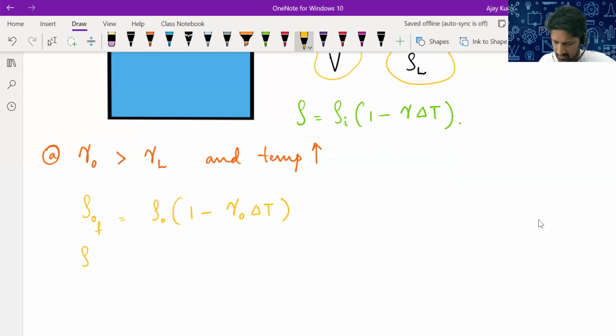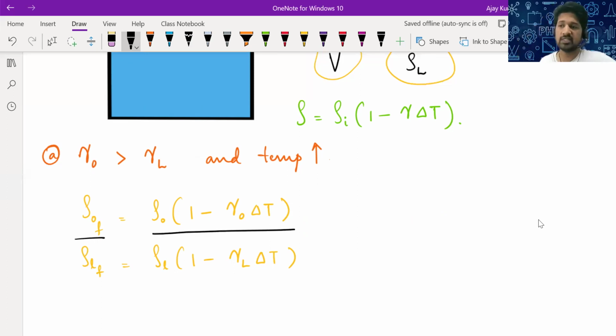Final density of liquid will be initial density of liquid into 1 minus gamma of liquid delta T. Now, the fraction of volume immersed depends on this ratio. So, divide these two: final density of object divided by final density of liquid. That initial ratio, whatever is there, is there. Now, this ratio, rho naught by rho L, is the initial fraction of volume immersed.